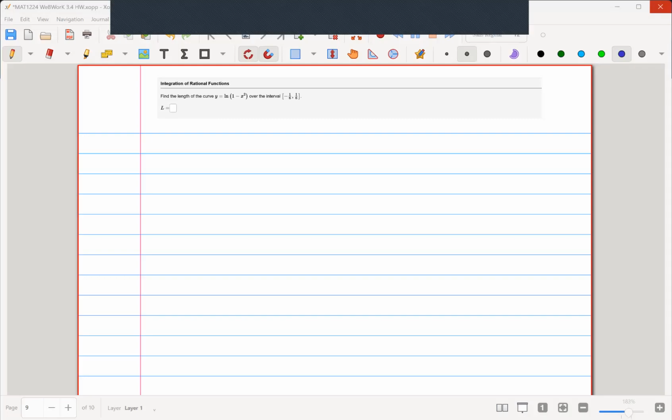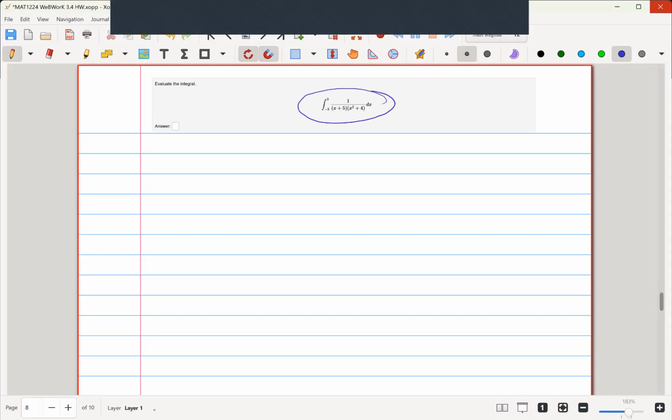All right, welcome back. This is question 8. And so we're going to do partial fraction decomposition on this integral. So first we're going to let A be x over x plus 5, plus Bx plus C over x squared plus 4.